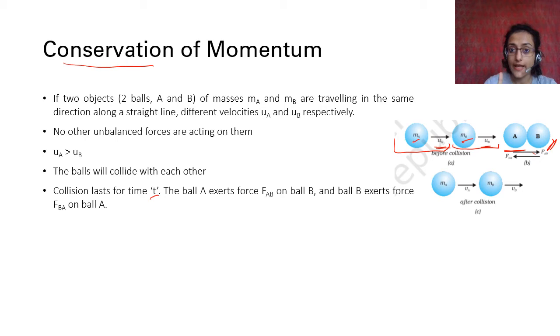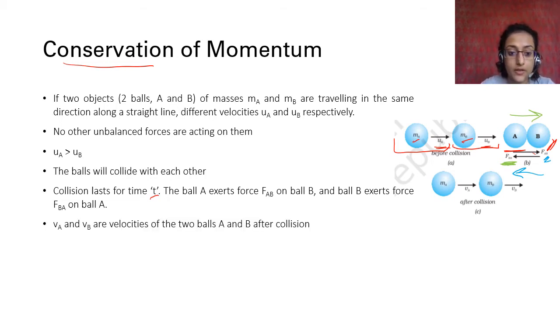Ball A exerts a certain amount of force FAB on ball B, and an equal and opposite force FBA acts on ball A from ball B. I'll just show you what this is. Force FAB in green acts like this, and force FBA in blue acts in this direction from ball B to ball A. They are equal and opposite, as we know.